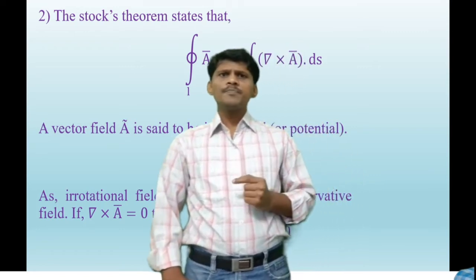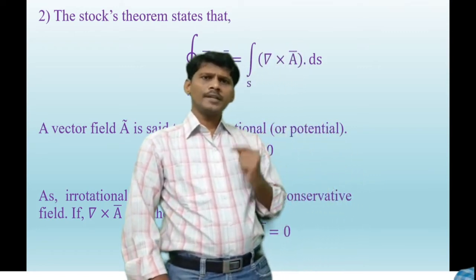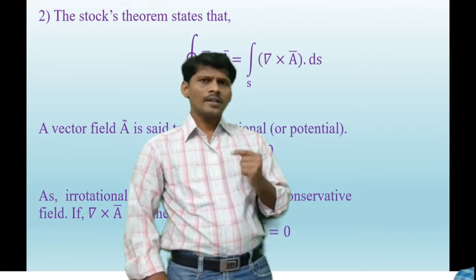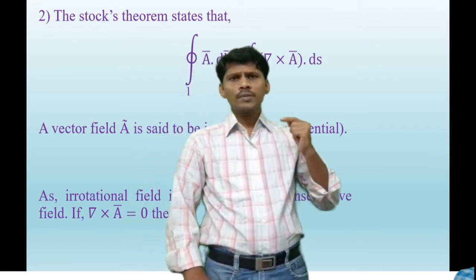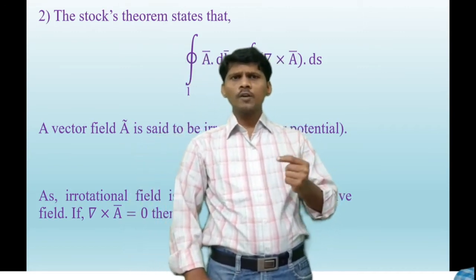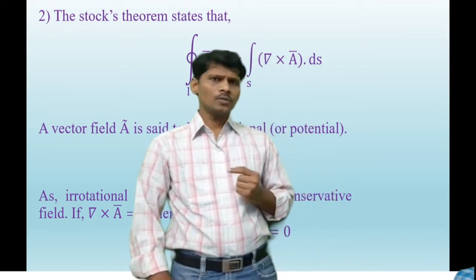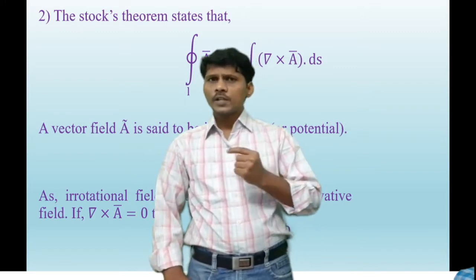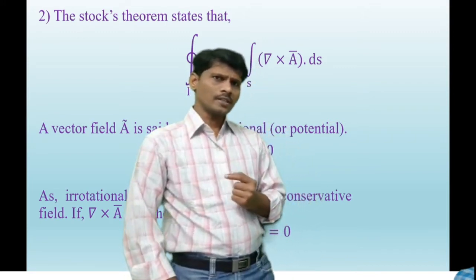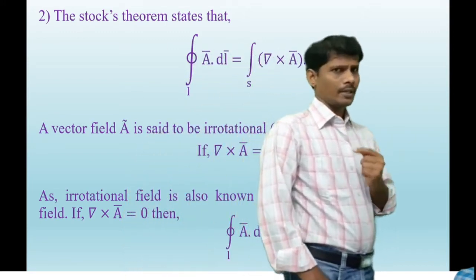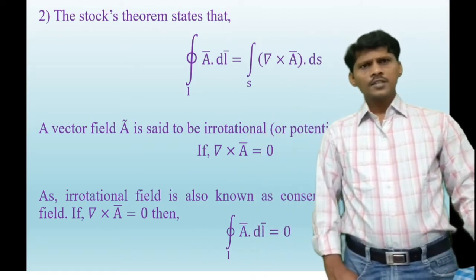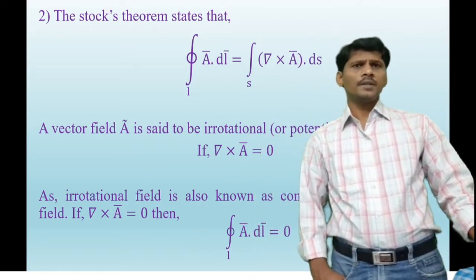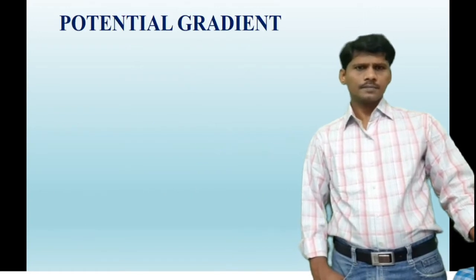What is E bar? E bar is the electric field intensity, which is a vector quantity. Closed line integral of E bar dot dl bar is equal to 0. Therefore, the electrostatic field is an irrotational field. And this is also a very important statement in electrostatics.